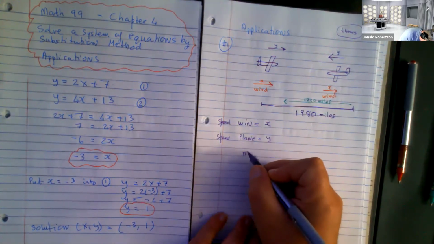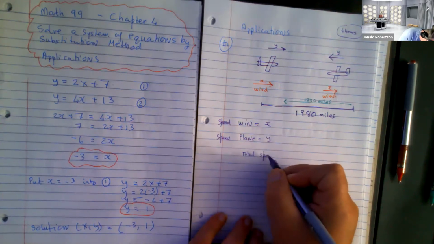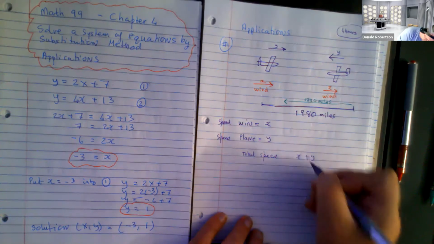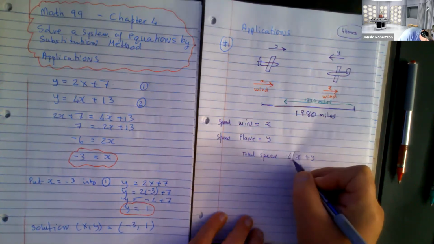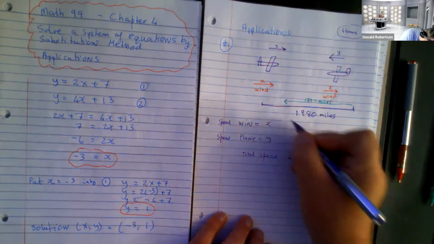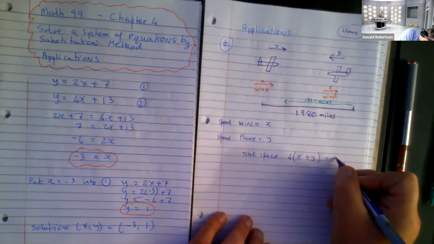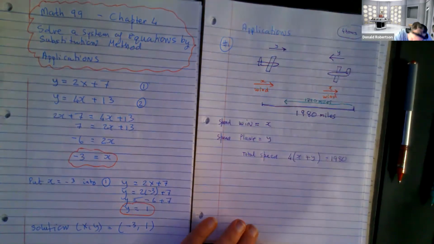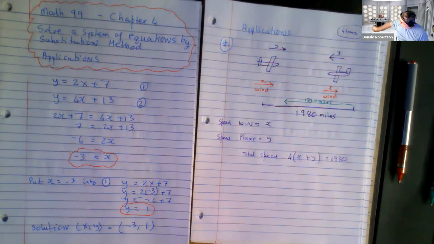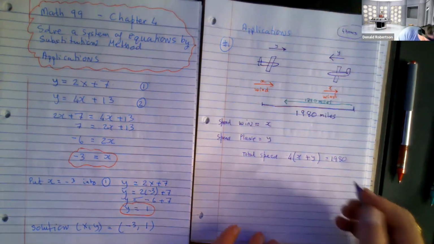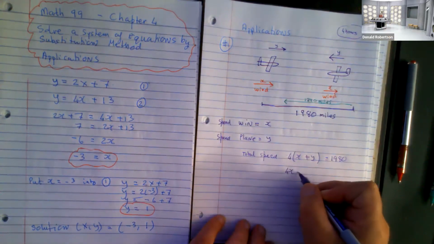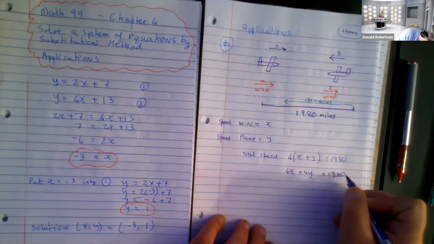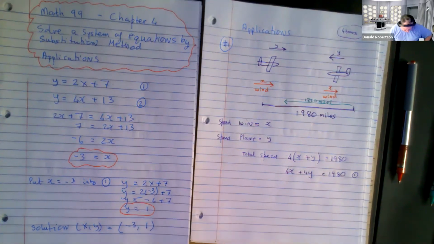The total speed when you're flying with the wind is x plus y. And if you did it for 4 hours, it would be 4(x plus y). And in that distance, you covered 1,980 miles. So I've set up my first equation. I'm just going to tidy up a little bit. It's 4x plus 4y equals 1,980. Call that equation 1.